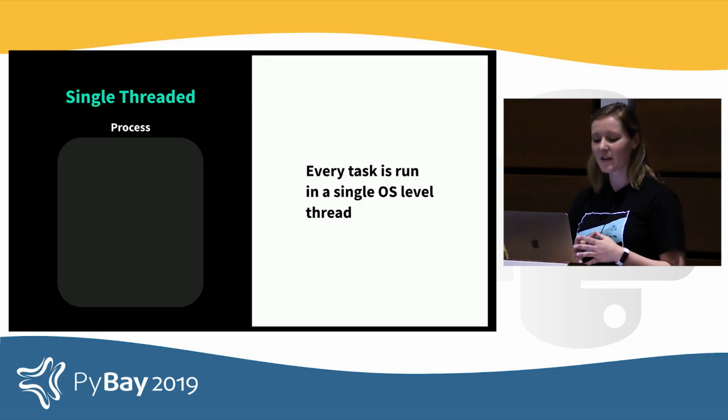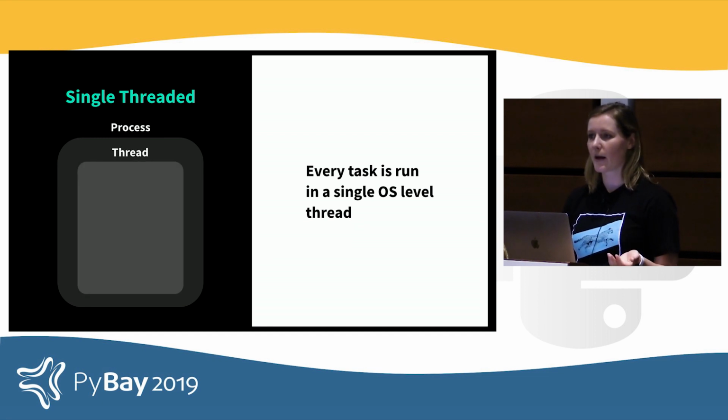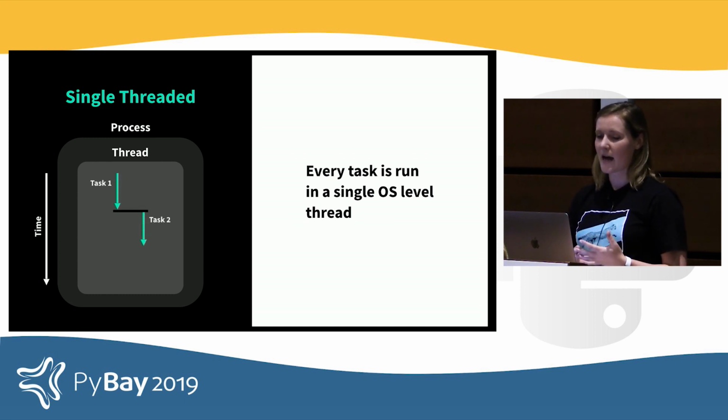Okay, the next term, single-threaded. Now that we know we are going to be dealing with multiple tasks at once, how are we actually going to do this? Single-threaded means that every task runs in a single OS-level thread. You have a single process, and within that process, you have a single thread. And within that thread, you have multiple tasks running. The tasks aren't running at the same time. Instead, one task gets run, gets to a pausing point, and then another task starts running, and so on. But within this one thread, multiple tasks are being run concurrently.